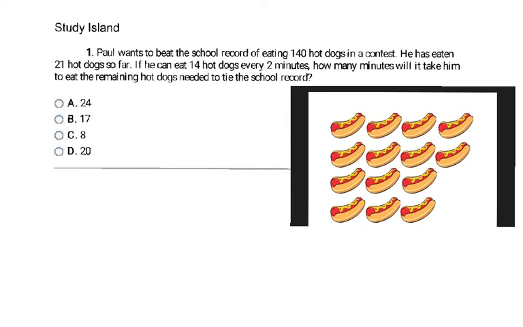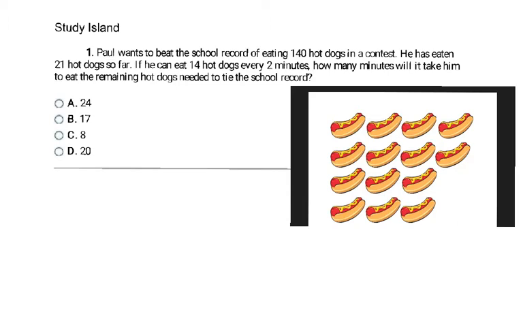Here is our first example question. Paul wants to beat the school record of eating 140 hot dogs in a contest. He has eaten 21 hot dogs so far. If he can eat 14 hot dogs every 2 minutes, how many minutes will it take him to eat the remaining hot dogs needed to tie the school record? So here's a picture of 14 hot dogs. This is how many he can eat in 2 minutes.